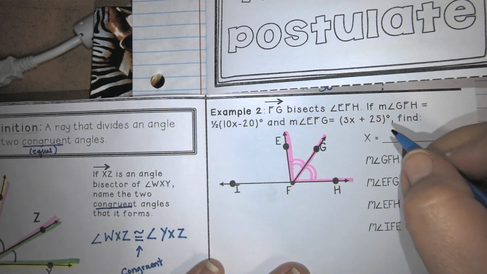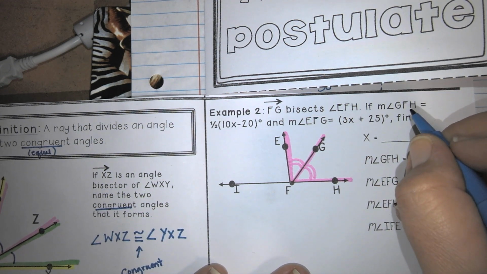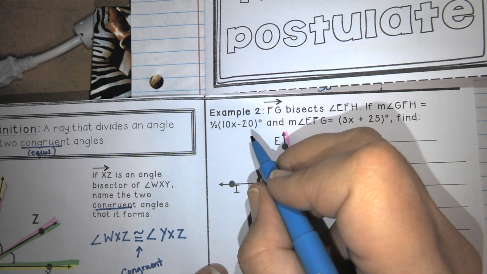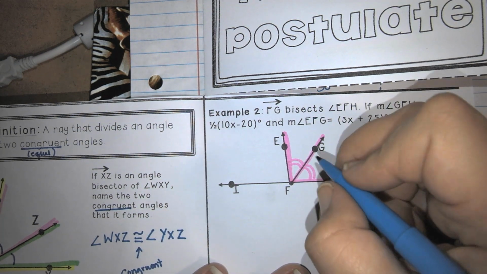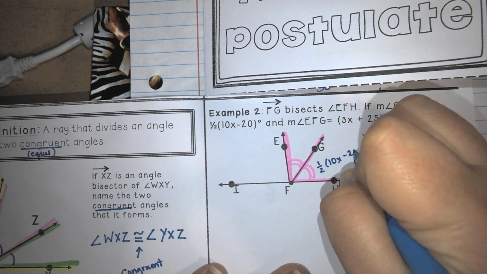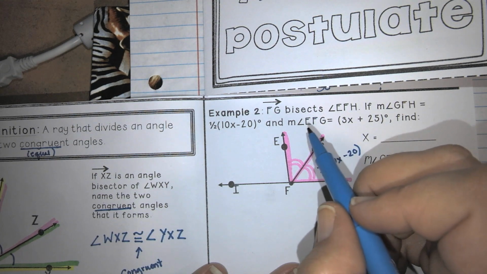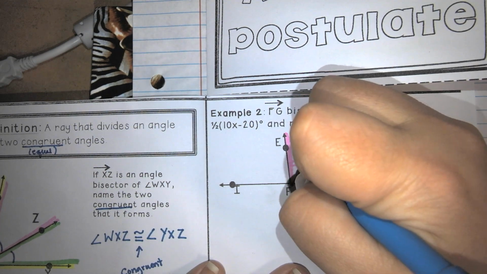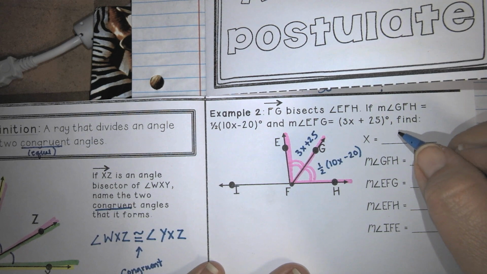So let's keep reading and see what more information we have. If the measure of GFH, now that's one of the ones I just said, is 1/2 times 10x minus 20, even though that looks scary, that's kind of like the one we just did, so it shouldn't be too bad. GFH is this one. I'm going to put it here. 1/2 times 10x minus 20. And the measure of EFG is 3x plus 25. Well, that's going to go in this one, EFG. 3x plus 25. Then I have to find all of these things.